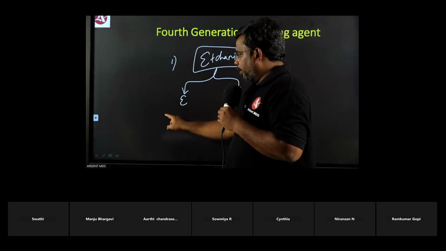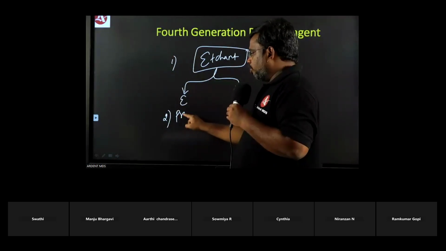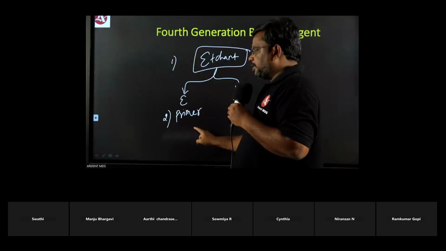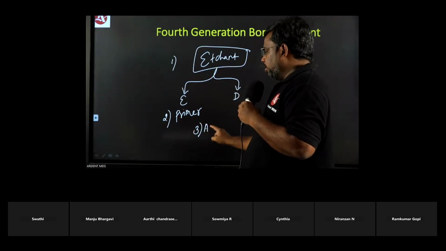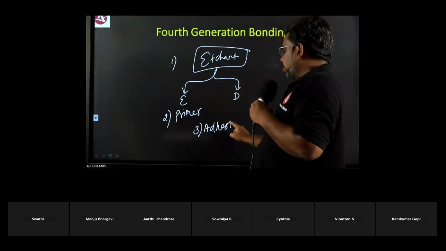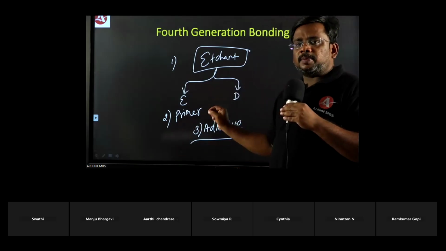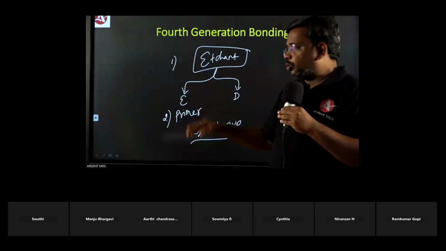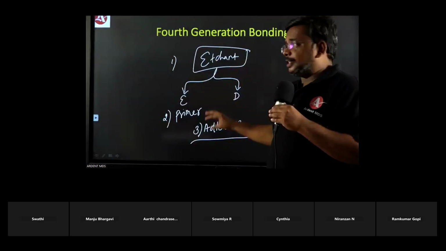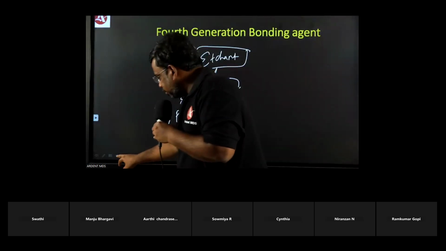So this is number one. Number two, second step. What is the second step? Application of primer. What is the third step? Adhesive. So the only difference from the third generation is that the conditioner is removed: etchant, primer, adhesive. So this is for the fourth generation.